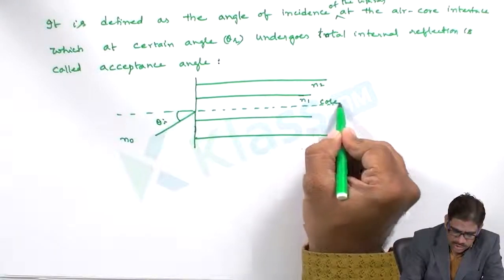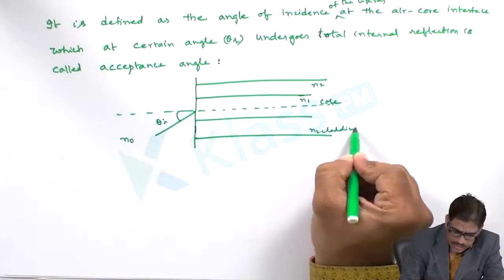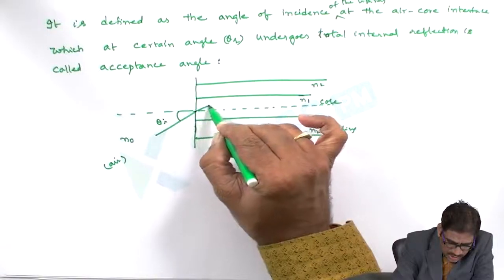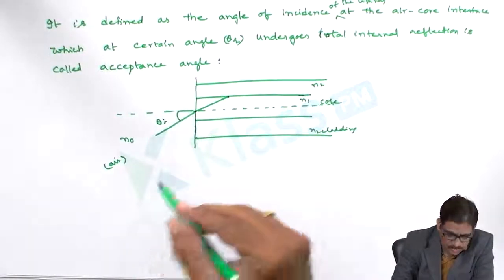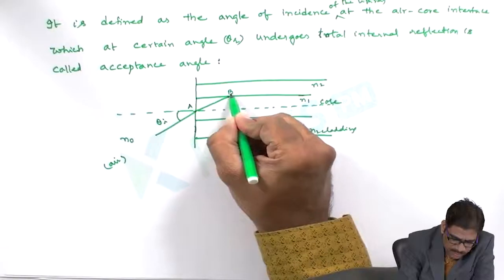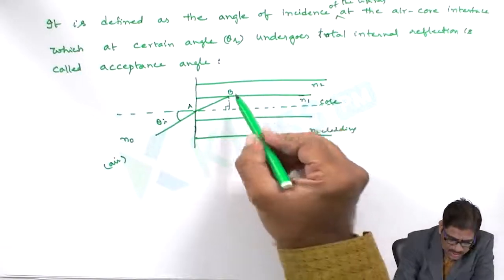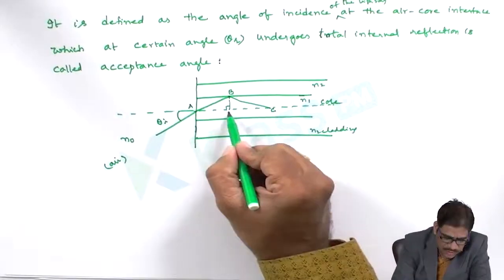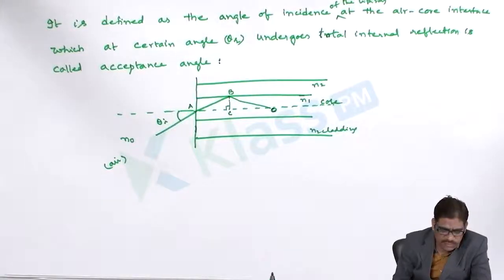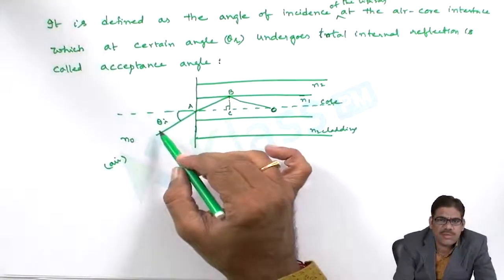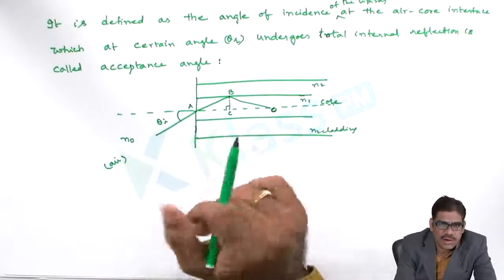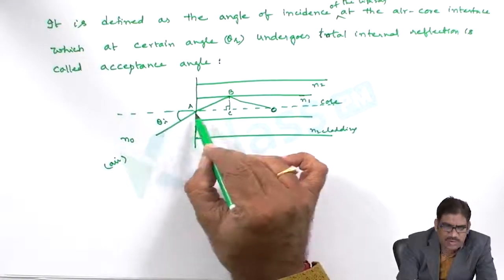So this is core and this is cladding. This is air. Okay. Now this light ray is undergoing refraction and reaches this particular point. Let us call this point A. Let us call this point B. Okay. And then the light ray is supposed to be bent. So let us call this point C and this D respectively. Right. Now based on these respective terms, we say that the light ray is incident at a certain angle so that it undergoes total internal reflection.